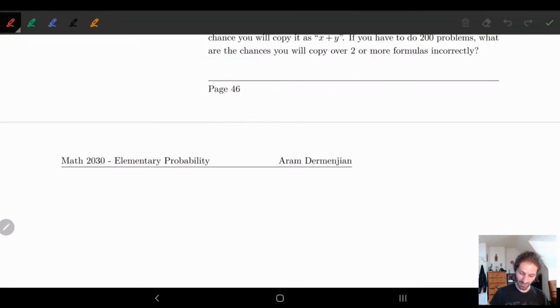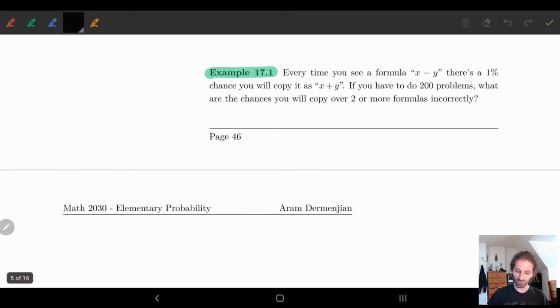So what we're going to say is every single time you see a formula x minus y, there's a 1% chance you will copy it down as x plus y. Like this happens so often. So let's say it's 1%, right? This happens about 1% of the time. If you do 200 problems, what are the chances you will copy over 2 or more formulas incorrectly? So you're going to do 200 problems. What's the chance of getting 2 or more errors?